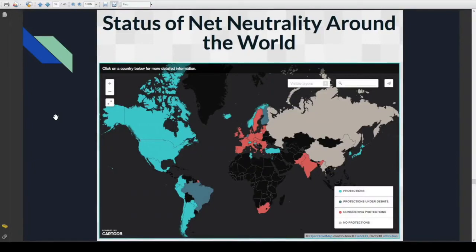For a brief overview of the status of net neutrality around the world, let's take a look at the graphic we see on screen. Much of North and South America, as well as parts of Europe, are shown in a shade of blue. This denotes significant movement to protect net neutrality in these areas. Much of Europe, as well as India and Pakistan, are shown in red. This denotes that protections for net neutrality are under consideration in these areas. We see that Russia, China, and Burma are shown in gray, and this denotes that zero protections are in place for net neutrality in these areas.